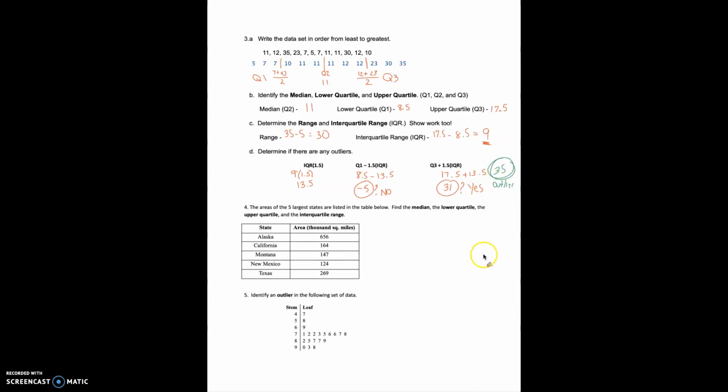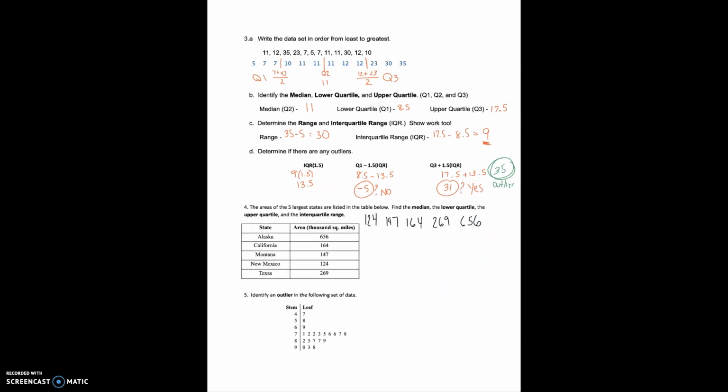So for number 4, they want us to find the median, lower quartile, upper quartile, and interquartile range for these states here. So let me just write those in order from least to greatest. Smallest is 124, and then we have 147, 164, 269, and then 656. So quite a big range there of the area. We only have 5 values.